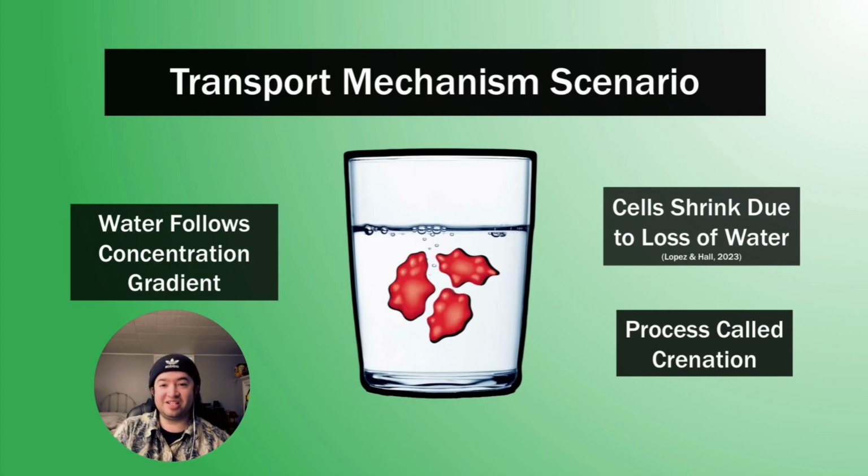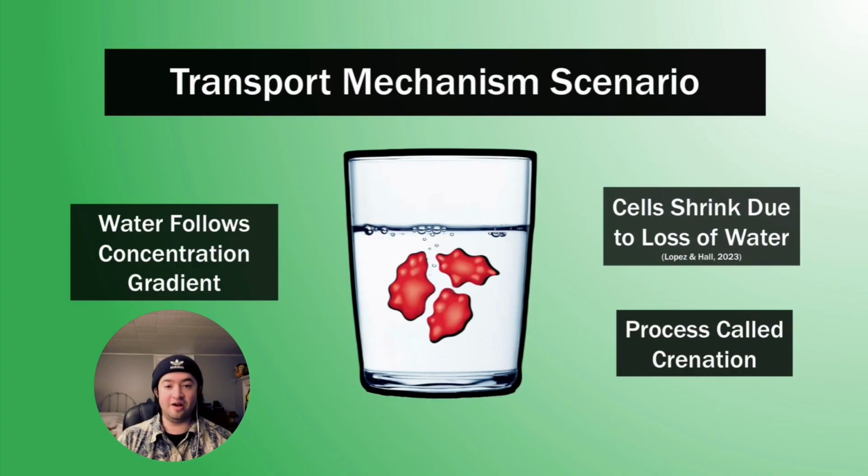So we put red blood cells into the hypertonic solution. We know water moves from areas of high concentration to areas of low concentration. In this case, there's a low concentration of water outside the cell, so water would move via aquaporins out of the red blood cells and into the hypertonic solution. This would cause the red blood cells to shrink and look shriveled if you looked at them under a microscope.